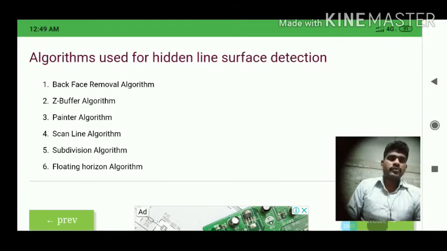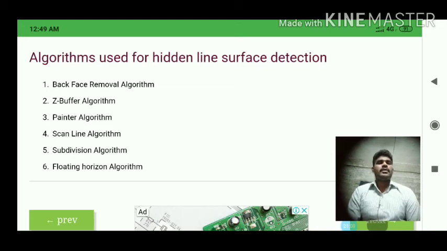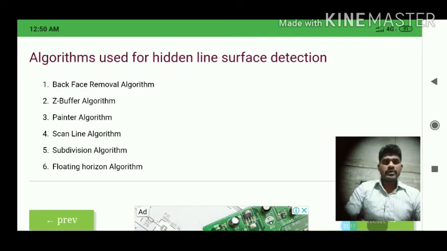We will see what types of algorithms we will use for hidden line surface detection, or visible surface detection, or hidden surface removal. Here six types of algorithms are given, and these six types of algorithms we are using in computer graphics to determine visible surface detection or hidden line surface detection.